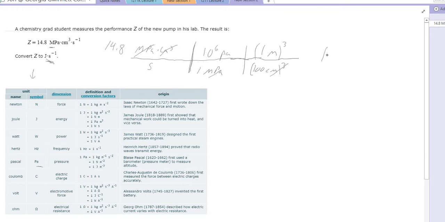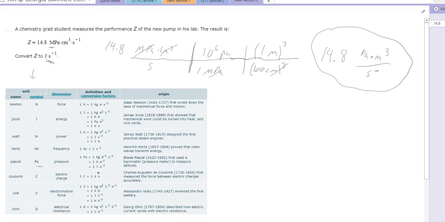Okay, so once I get done with that, if I do this math, I get 14.8, and now I am in units of pascals times meters cubed per second. It's just doing this math right here, and the only units that carry forth are pascals, meters cubed, and seconds. Okay, so now I have these in units that I know that I can deal with.